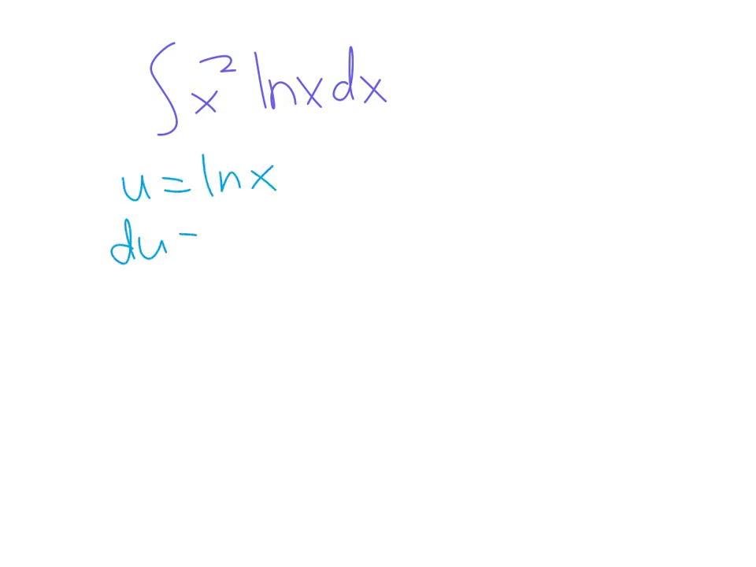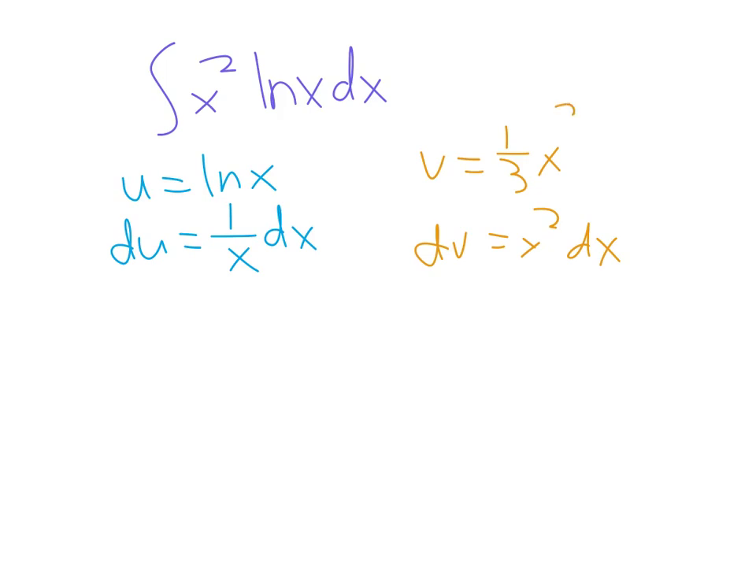Our next problem. We've got x squared natural log of x dx. I would like my u to be the natural log because I don't know how to antiderivative that. So my du is 1 over x dx, or du/dx is 1 over x, then multiply by dx. And then my dv is x squared dx, so my v is 1/3 x cubed. Not dx, just 1/3 x cubed.